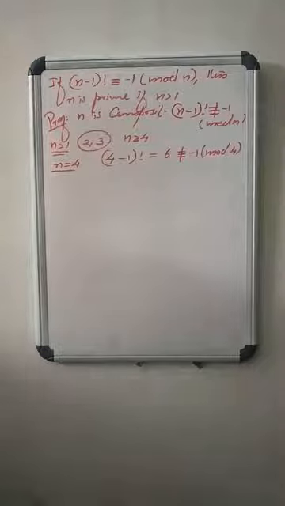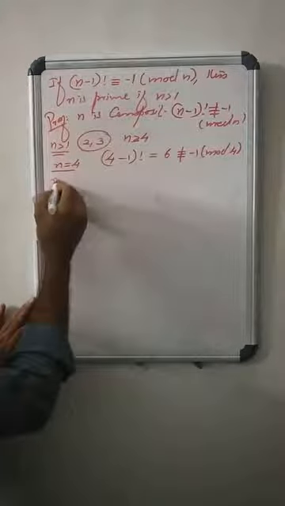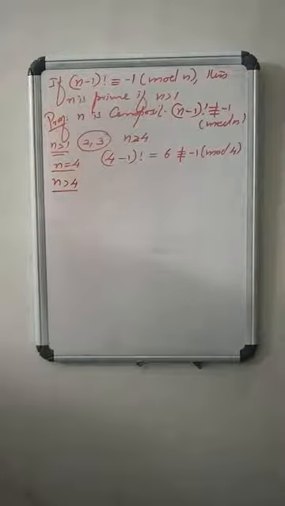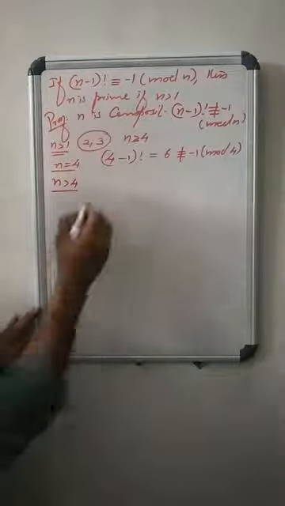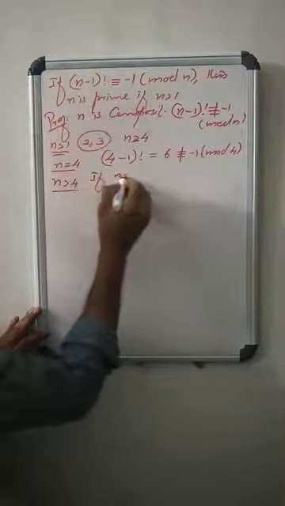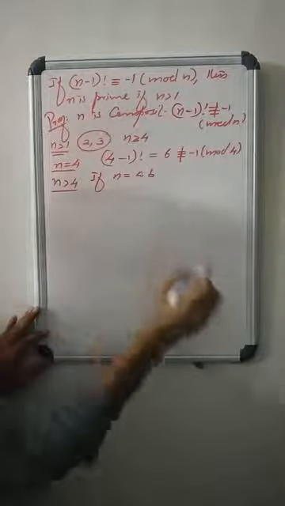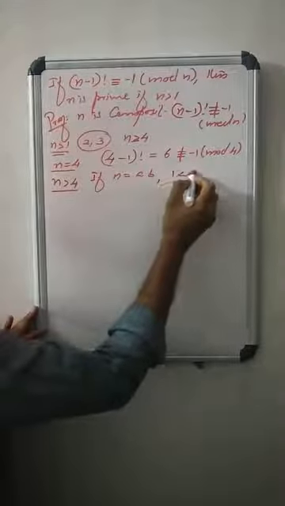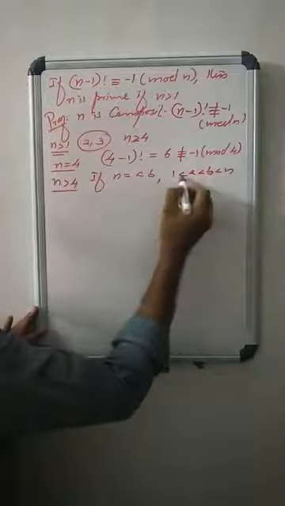Now when n is greater than 4, there are two cases. Suppose n equals a times b, where 1 < a < b < n.